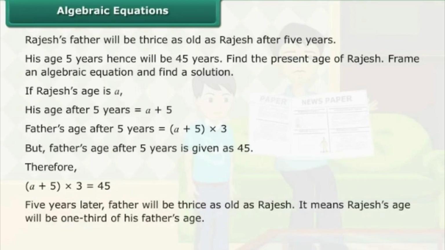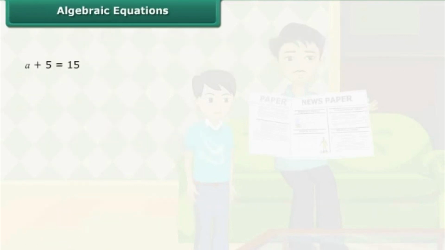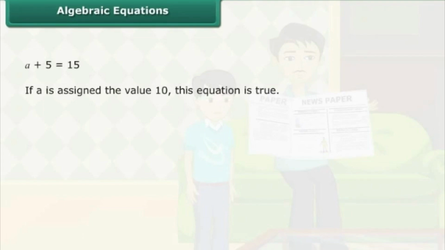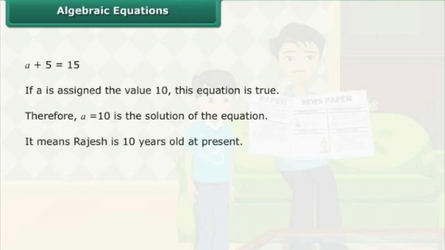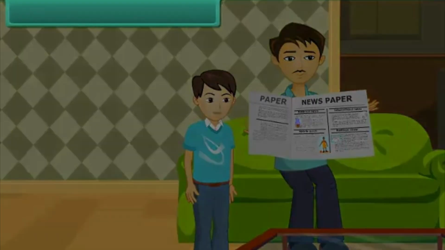5 years later, father will be thrice as old as Rajesh. It means Rajesh's age will be 1/3 of his father's age. A plus 5 is equal to 1 upon 3 into 45. A plus 5 is equal to 15. If A is assigned the value 10, this equation is true. Therefore, A is equal to 10 is the solution of the equation. It means Rajesh is 10 years old at present.